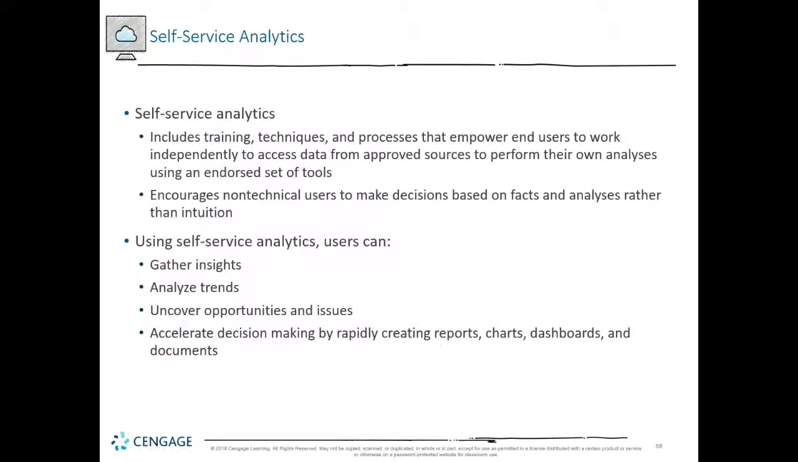Self-serve analytics. Self-serve analytics include training, techniques, and processes that employers use to empower end users to work independently to access data from approved sources to perform their own analysis using an endorsed set of tools. It encourages non-technical users to make decisions based on facts and analysis rather than intuition. Using self-service analytics, users can gather insight, analyze trends, uncover opportunities and issues, accelerate decision making, and rapidly create and report charts, dashboards, and documents.